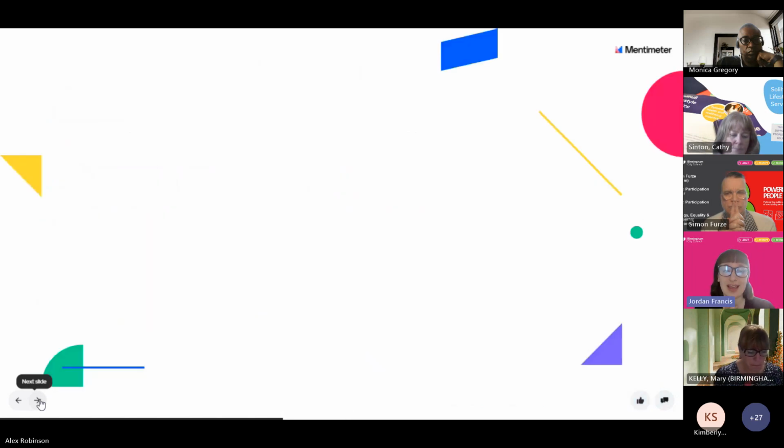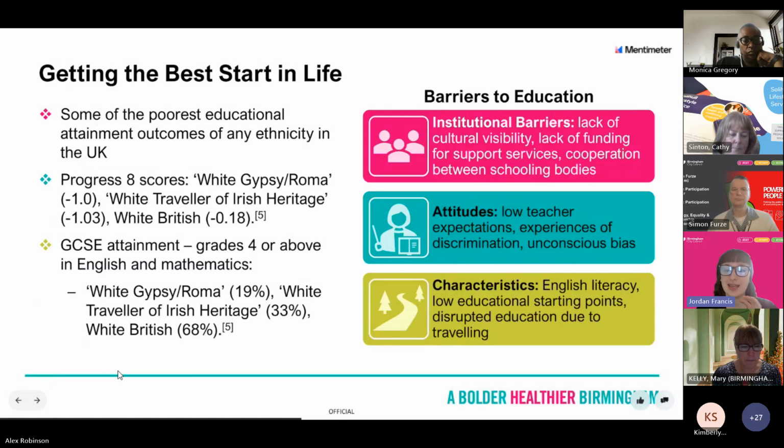So, starting with getting the best start in life, I'm going to start by looking at education. Overall, we typically see some of the poorest educational attainment out of every ethnic group in the UK. We can look at that either through Progress 8 scores or GCSE attainment. Progress 8 scores, for those that aren't familiar, look at how much progress a pupil makes between the ages of 11 and 16 across 8 core subjects, compared with other students that have similar starting points at age 11.